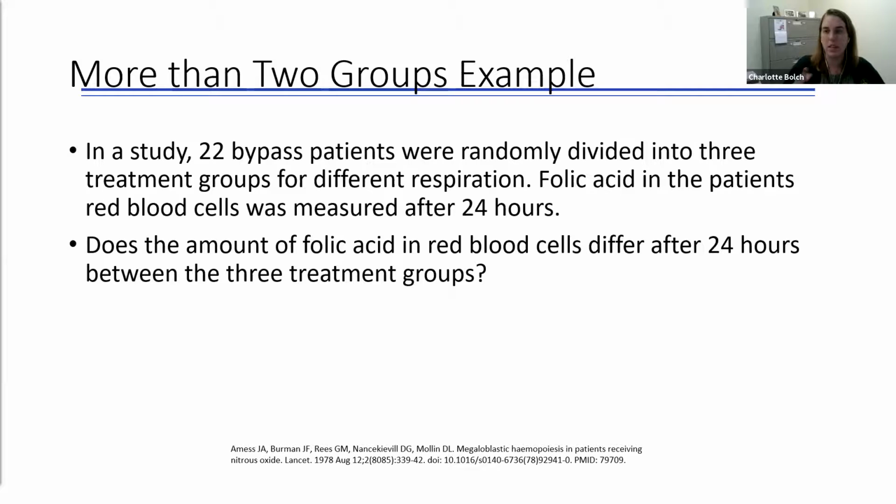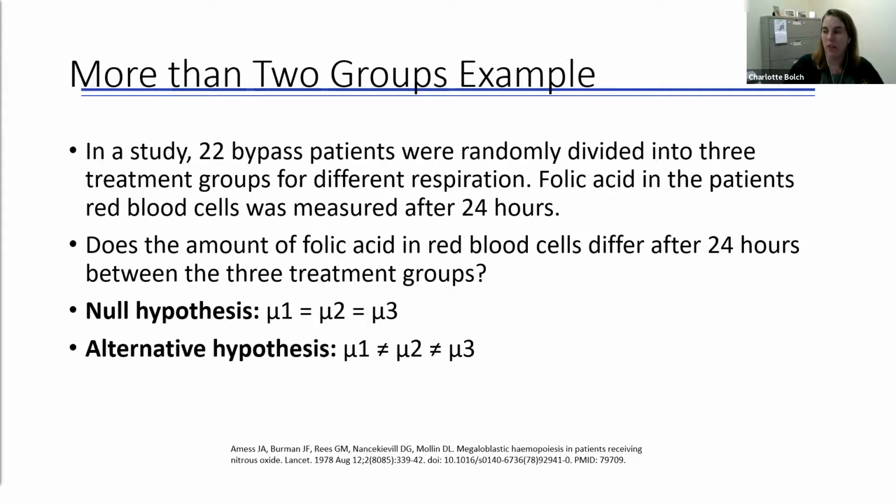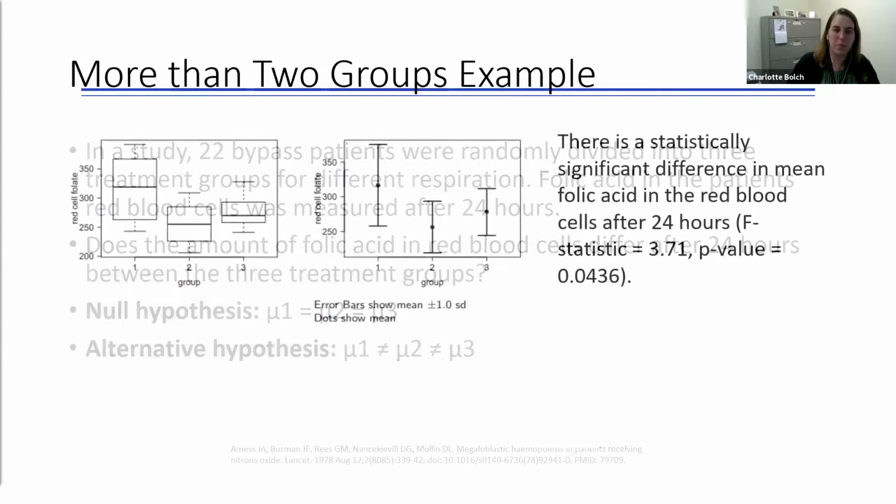So they just wanted to see if there is any difference in folic acid within any of these 3 treatment groups. Our null hypothesis is that the mean value of the folic acid measurement is going to be equal among all 3 groups. The alternative is that they're not going to be equal, that there's some kind of difference happening.